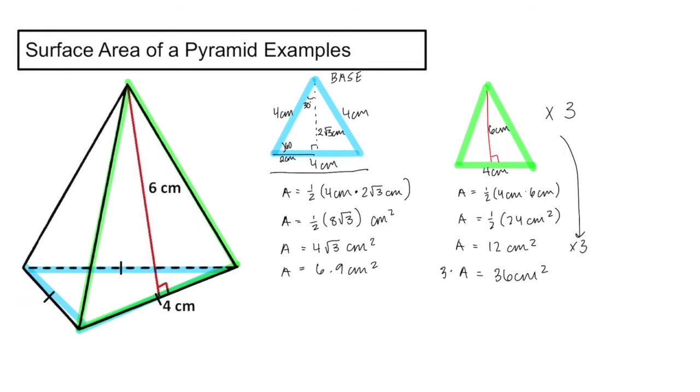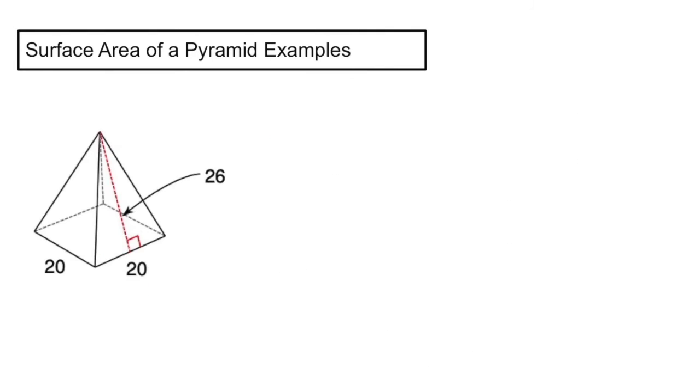Now we still need to add our lateral area to our base area. So I'm going to do 36 centimeters squared plus 6.9 centimeters squared, and we get that our answer is 42.9 centimeters squared for our total surface area.